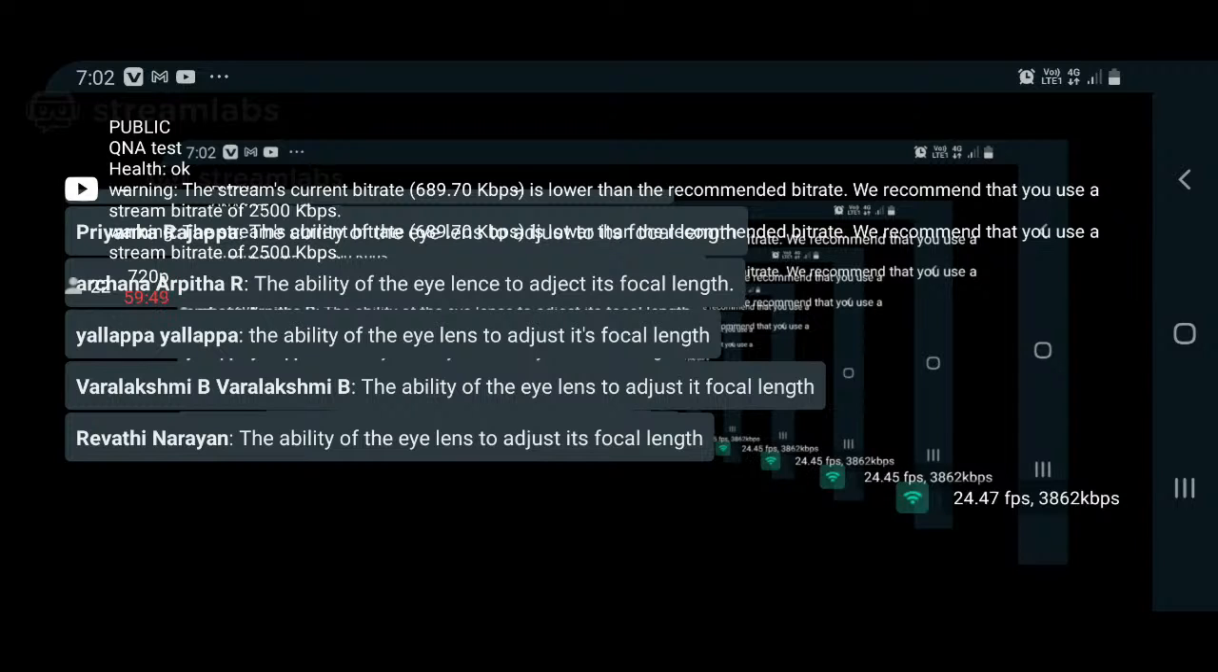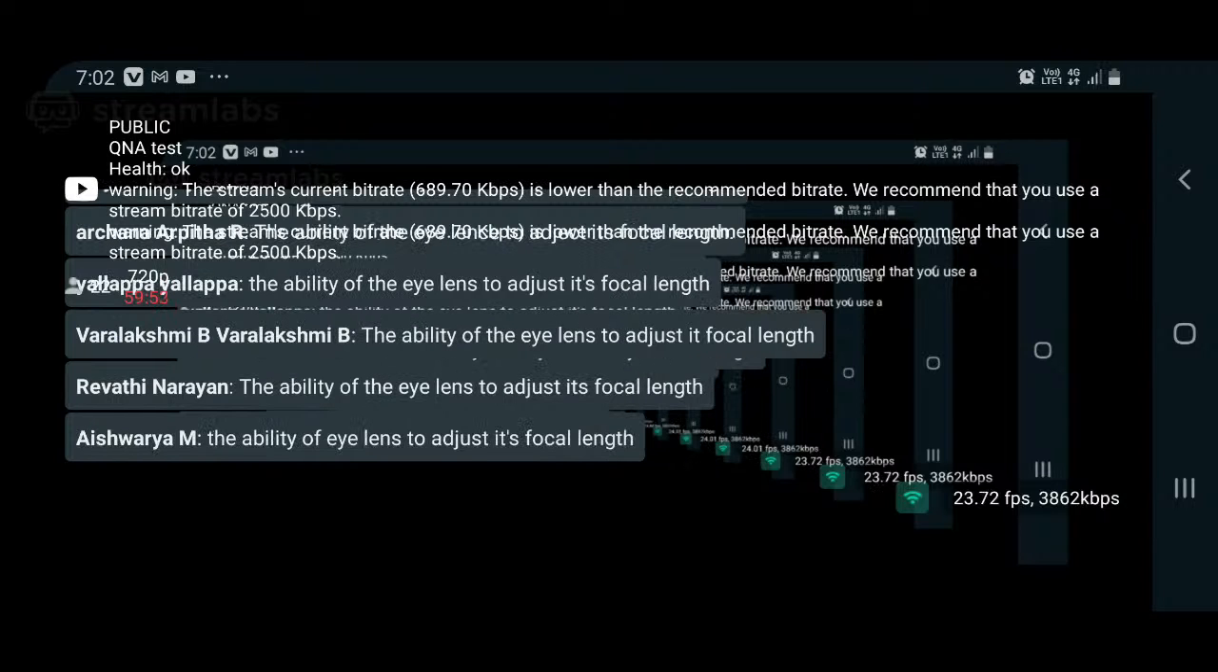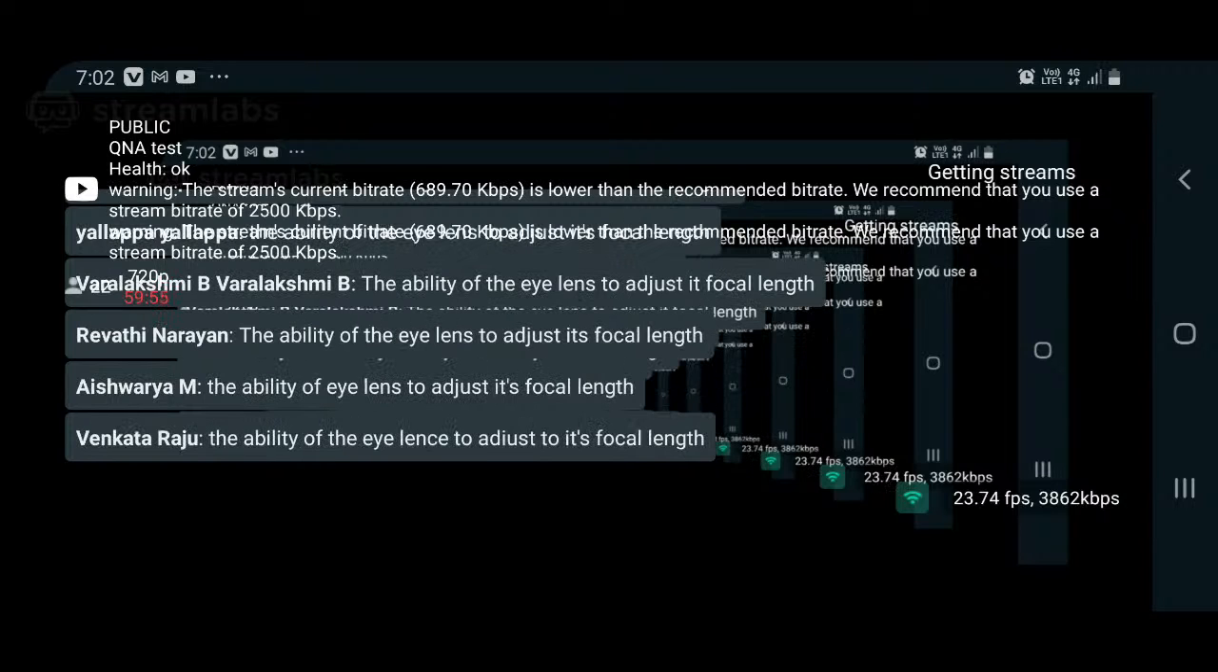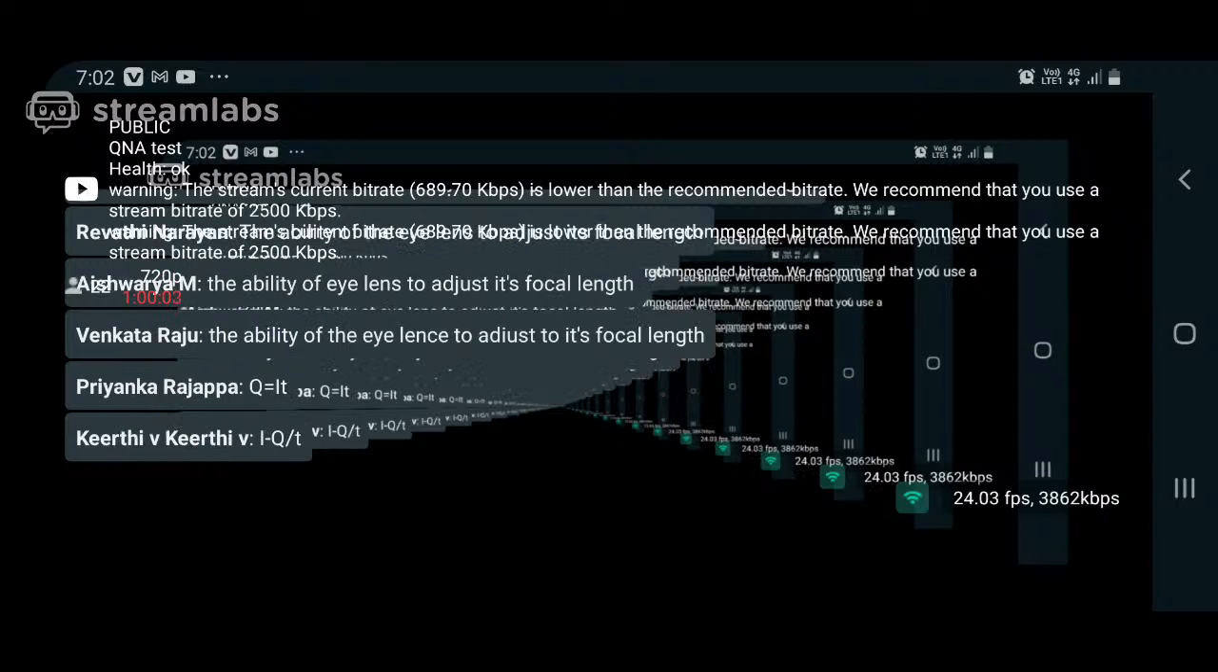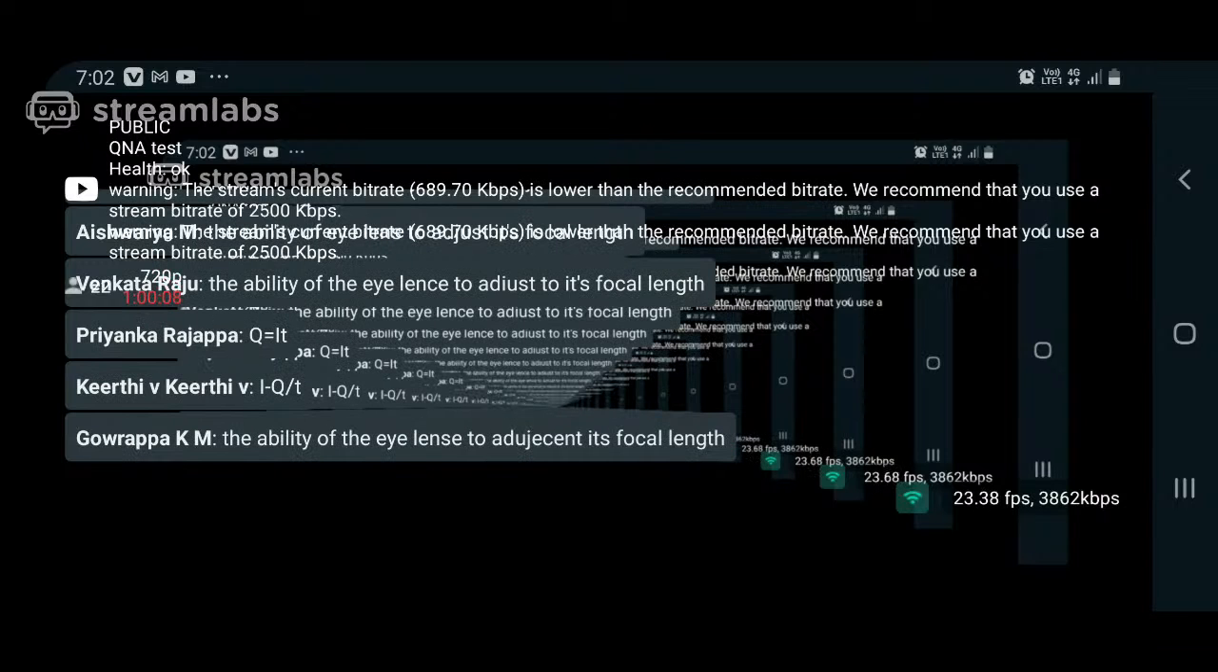Yes, Revati. Good answer. Very good, Priyanka. It is Q is equal to I into t. Very nice. Very good answer. Okay, Kirti, I said the direct formula for calculating the amount of electric charge, not current.